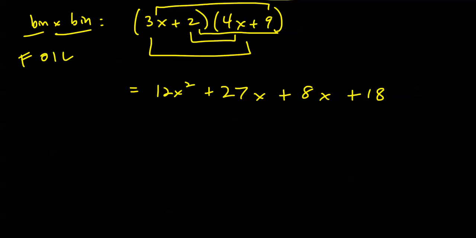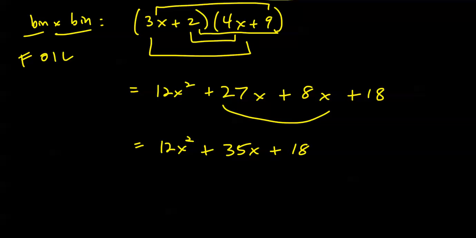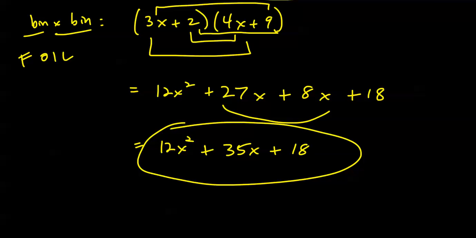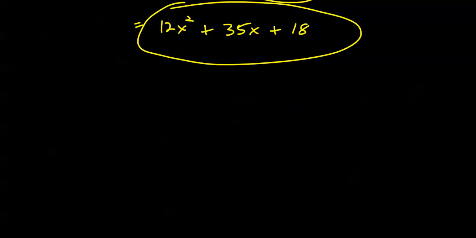Now, of course, we can simplify this. There are like terms. Often, but not always, when you're multiplying binomials in the FOIL process, the inner and outer products end up being like terms which can be combined. So 27x plus 8x is 35x. And of course, you're not correct until you're completely simplified. Alright, so binomial times binomial, think FOIL. Firsts, outers, inners, last.